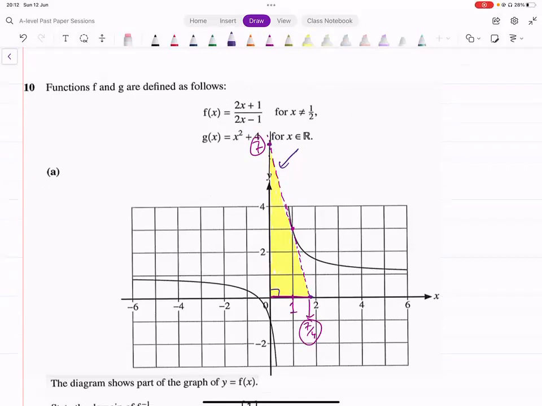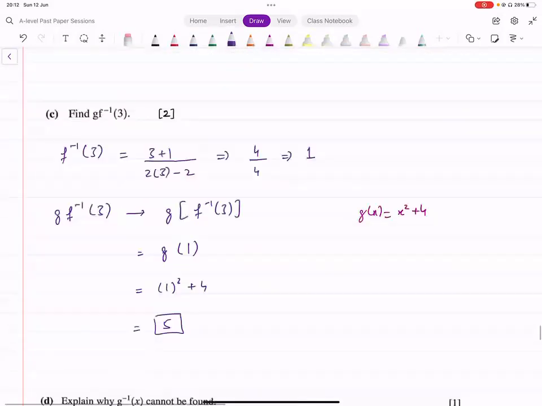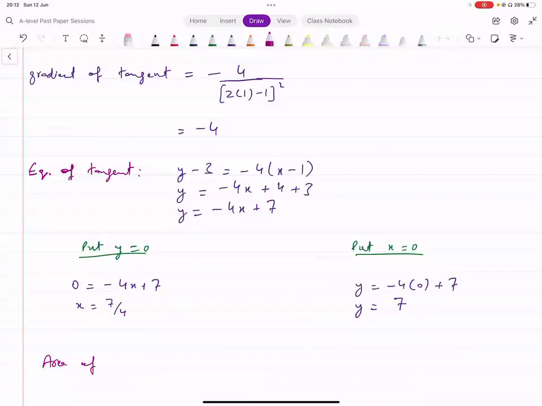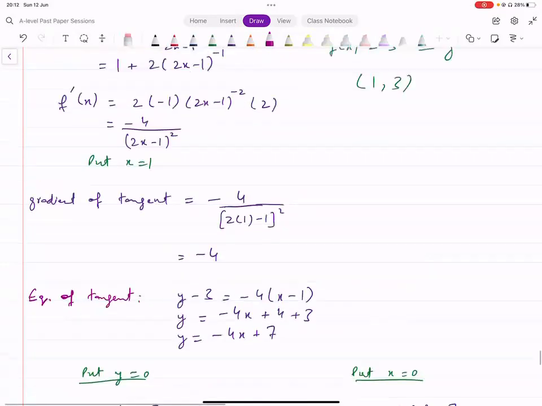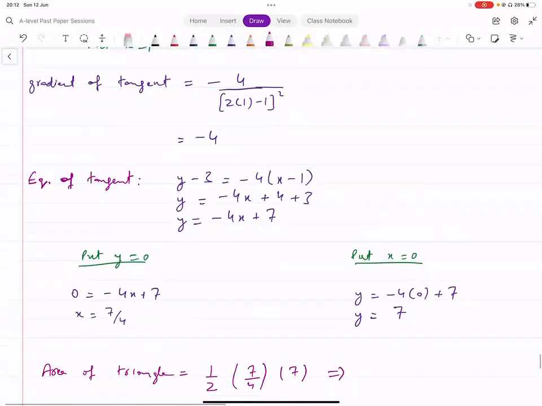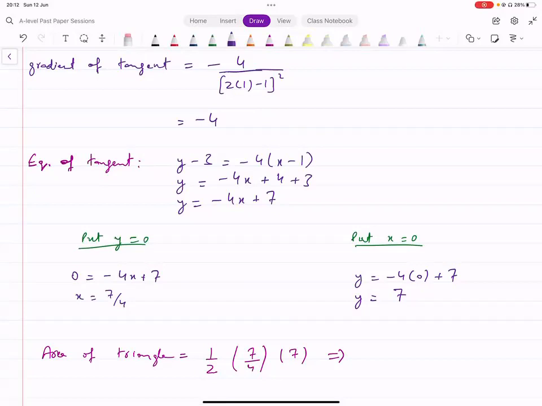We can write down the area of the triangle using these two things. The area of the triangle, therefore, is going to be half into base into height. Area of triangle equals half into the base. Base was 7 over 4 into the height, which was 7. And that's going to give us something. Do we need an exact answer? It doesn't say so. So we're going to just write in decimals. Let's figure that out. That's 49 divided by 8, and that is 6.125. And that is the area of the triangle that we were looking for.